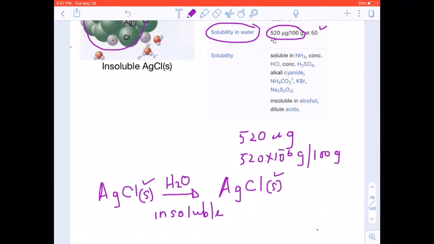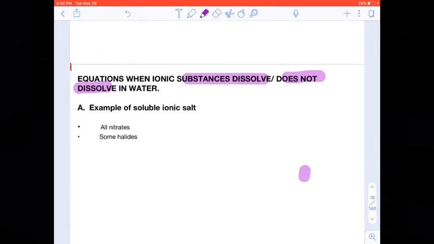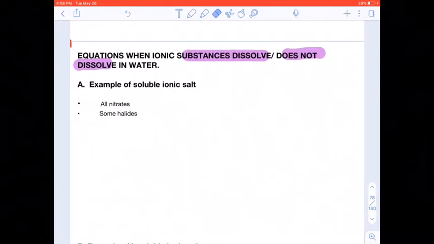It could be soluble in some other substance. As you can see here, it's soluble in ammonia, HCl, H2SO4, and cyanide, but we're not interested in its solubility in other solvents. We're just looking at aqueous solutions. Right, now, equations for when ionic substances dissolve or do not dissolve in water. I've alluded to that, but let's just look at it.